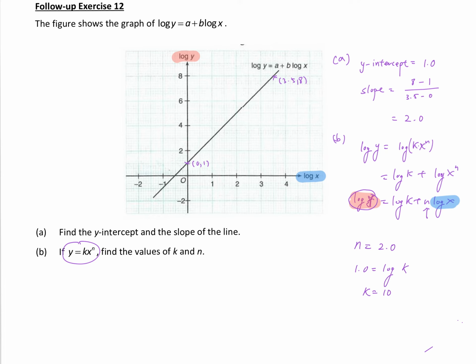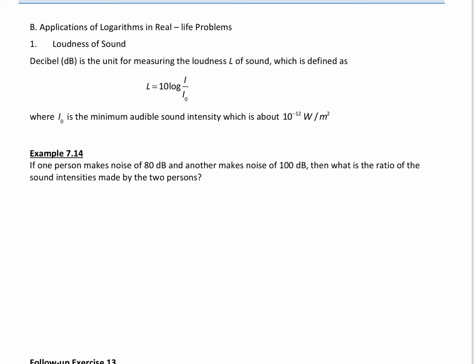This is the first example, first application of logarithmic function. We can change an exponential function to a linear form. Second application. The second application is related to the definition of the basic law.